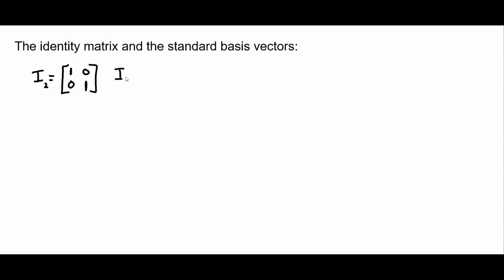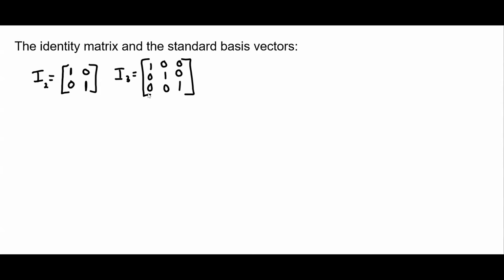If you had I3, then you would have 3 vectors in your matrix. And along the main diagonal, you have 1s, and then everywhere else you have 0s.